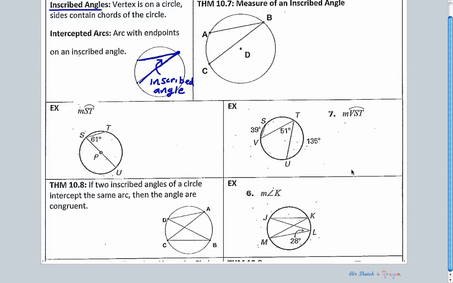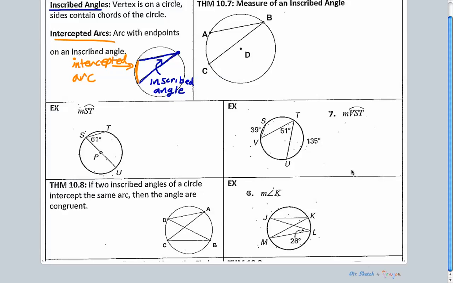An inscribed angle. This arc right here, from these two endpoints on an inscribed angle, is called the intercepted arc. Two things: we've got the intercepted arc in orange and the inscribed angle in blue. Let's learn about these things. Let's move over here to 10.7, measure of an inscribed angle.